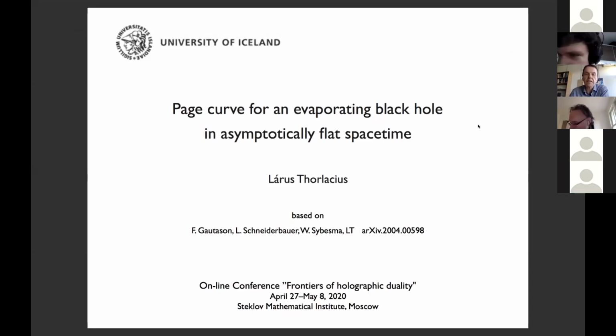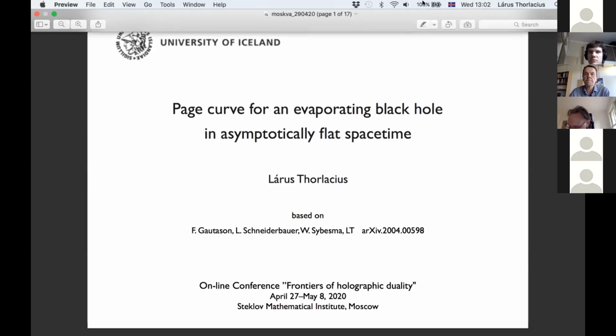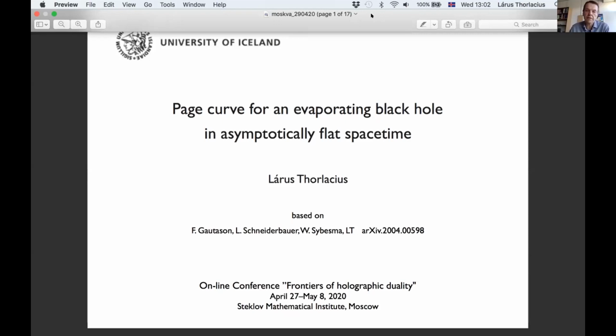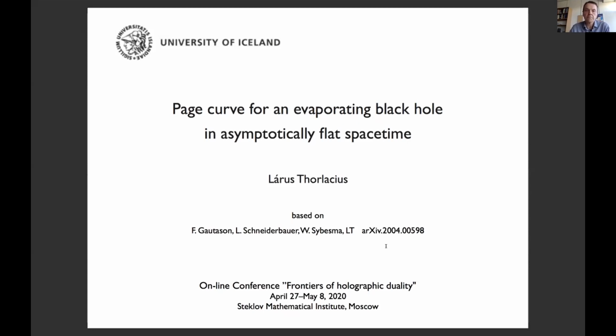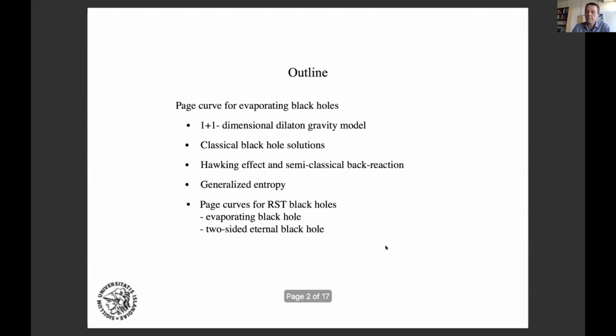So yes, I'd like to start by thanking the organizers for the opportunity to present this work. What I'm going to talk about is a recent paper that I wrote with my colleagues here in Iceland, Friðrik Gautason, Lukas Schneiderbauer, and Vatse Sebertma. It has appeared on the arXiv. What we are doing in this paper is extending some very interesting recent observations about how one can use semi-classical methods to obtain the Page curve for black holes.